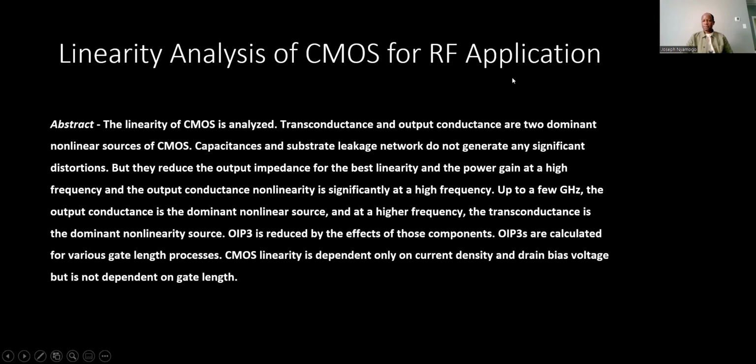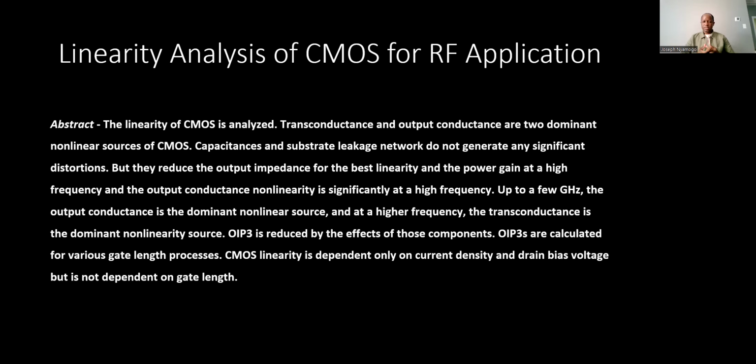Linearity analysis for RF applications. The linearity of CMOS is analyzed. Transconductance and output conductance are two dominant nonlinear sources of CMOS. Capacitances and substrate leakage networks do not generate any significant distortion, but they reduce the output impedance for the best linearity and the power gain at a high frequency, and the output conductance nonlinearity is significant at a high frequency, up to 50 gigahertz.